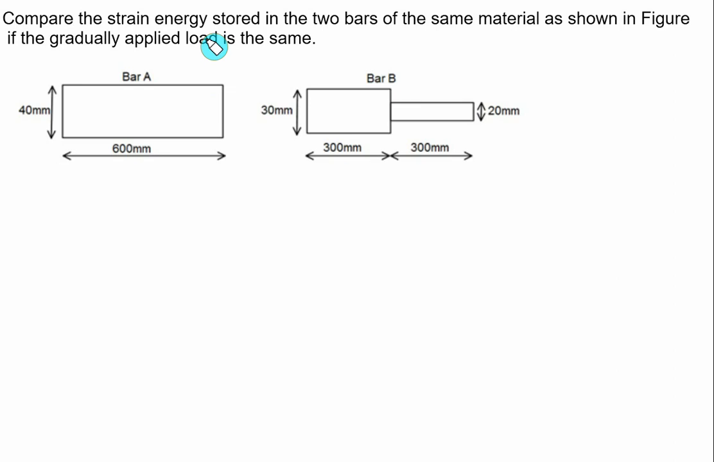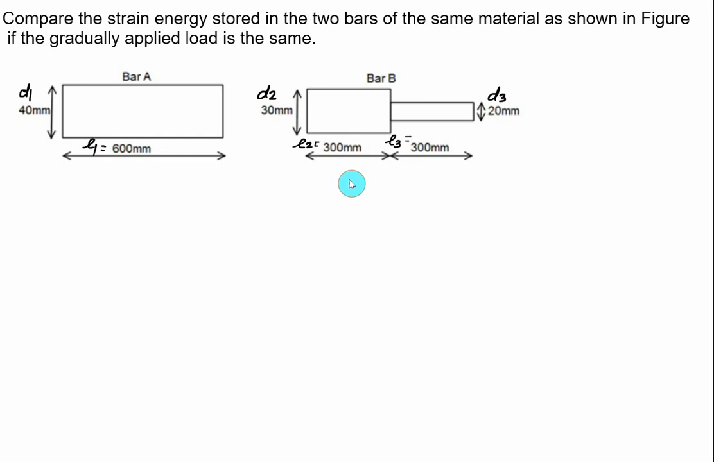Compare the strain energy stored in the two bars of the same material as shown in figure. In the bar A, we have diameter D1 equal to 40 mm, length L1 equal to 600 mm. In the second case, we have two steps here. So let's say this diameter D2 equal to 30 mm, D3 equal to 20 mm, L2 equal to 300 mm, and we have L3 equal to 300 mm.